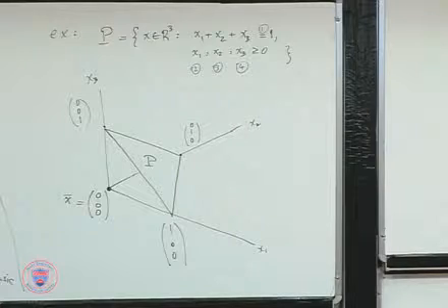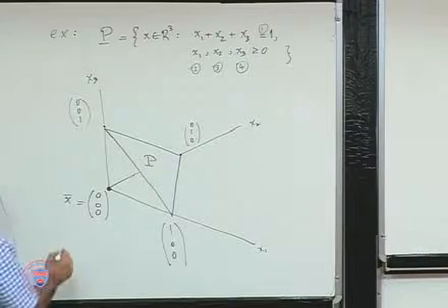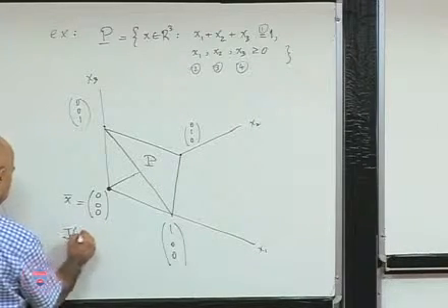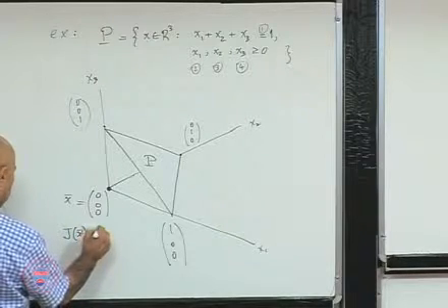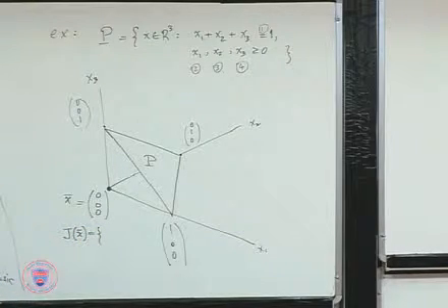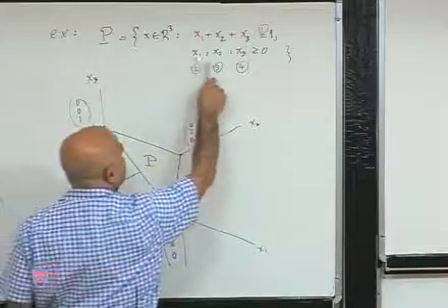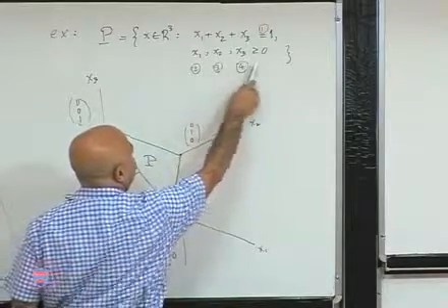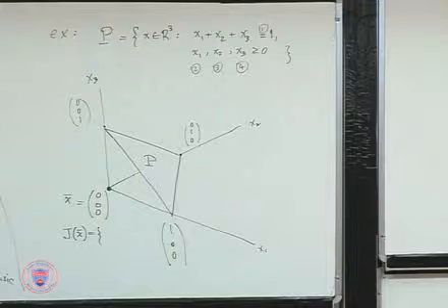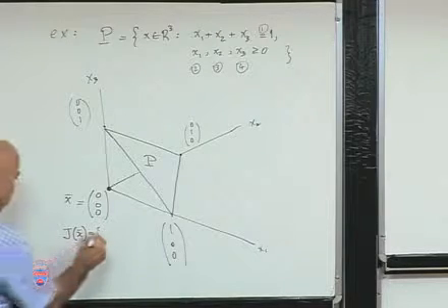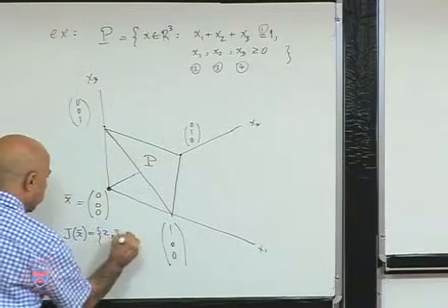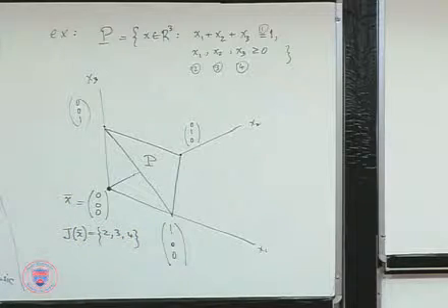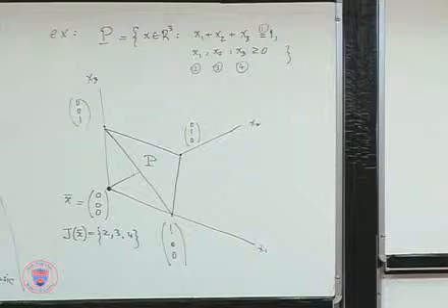Now, when you look at this point, what is J of x bar? Well, the constraints 2, 3, 4 are satisfied as equalities. So my active set is 2, 3, and 4. Okay? Do you have a linearly independent set?